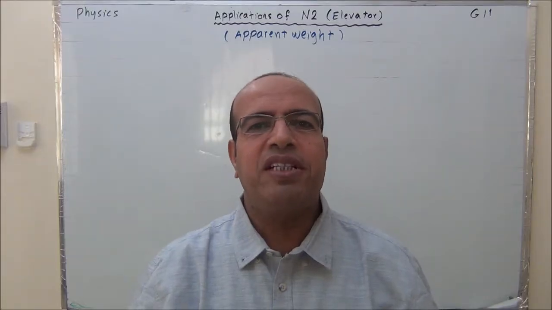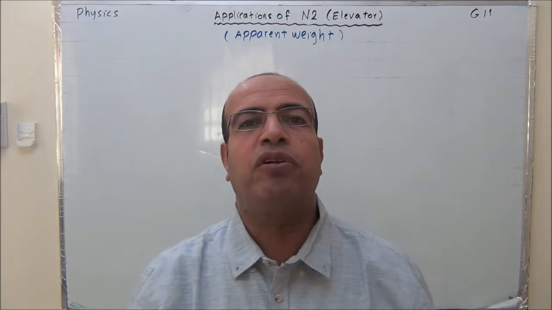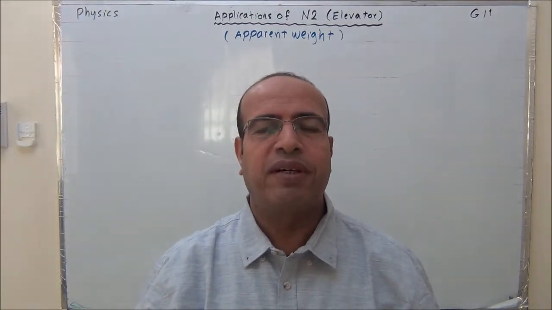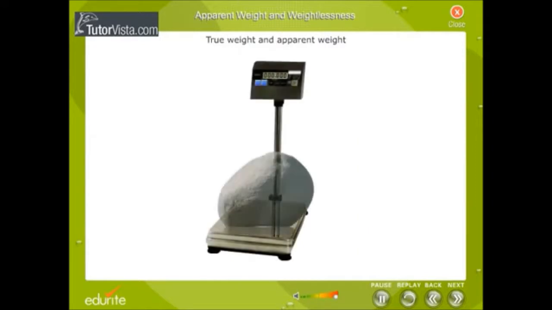Hello everyone, in this video I explain applications of Newton's second law, apparent weight. Let us restart. When a body is kept on the platform of a weighing machine, its weight is given by the normal contact force between the body and the platform of the machine.